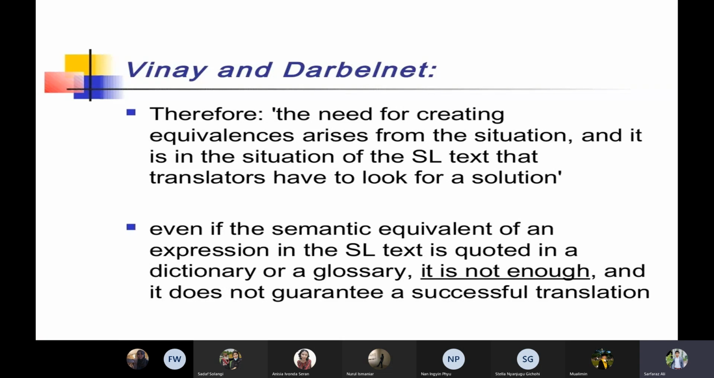They mentioned that the need for creating equivalences arises from the situation, and in the situation of the source language text the translators have to look for solutions. In the second point, it is mentioned that even if the semantic equivalent of an expression in the source language text is quoted in a dictionary or glossary, it does not guarantee a successful translation. This gives a clear sense that in the sense of equivalence we could translate by applying different books or dictionaries, and they should have a linkage between both the source language and target language text.